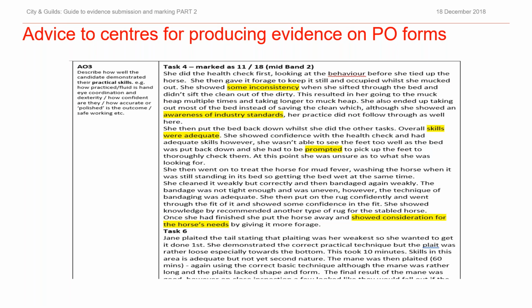I've highlighted areas of band descriptors which give hooks to the markers of where to place marks. You can see we have some inconsistencies, awareness of industry standards, skills were adequate. She had to be prompted at times, but showed consideration for the horse's needs. This clearly places the learner in band 2.